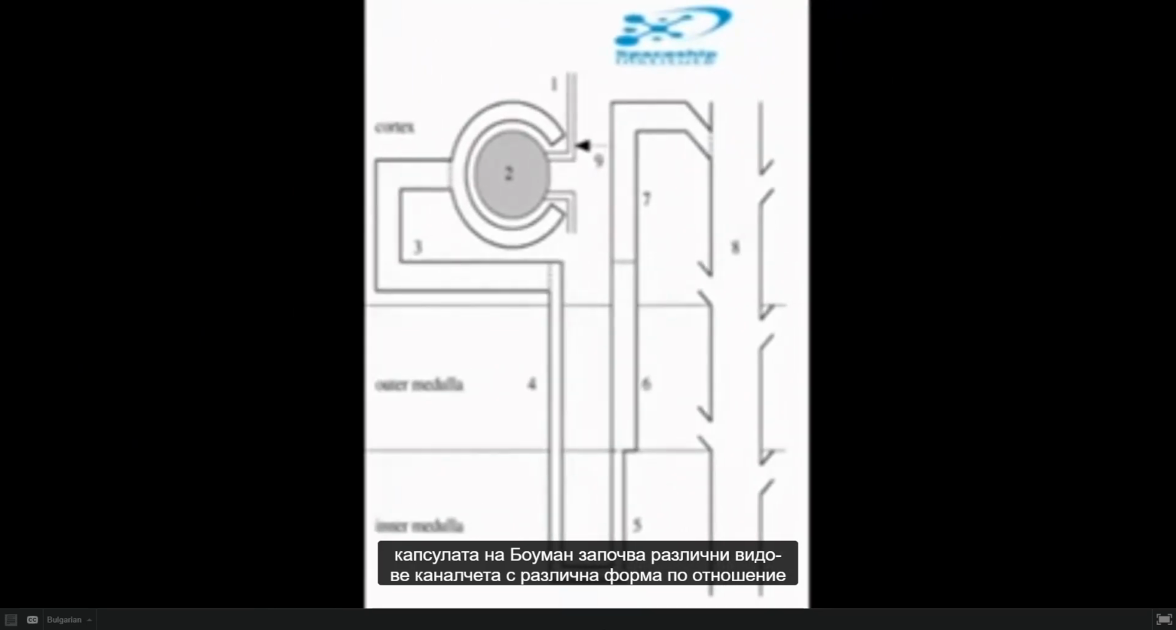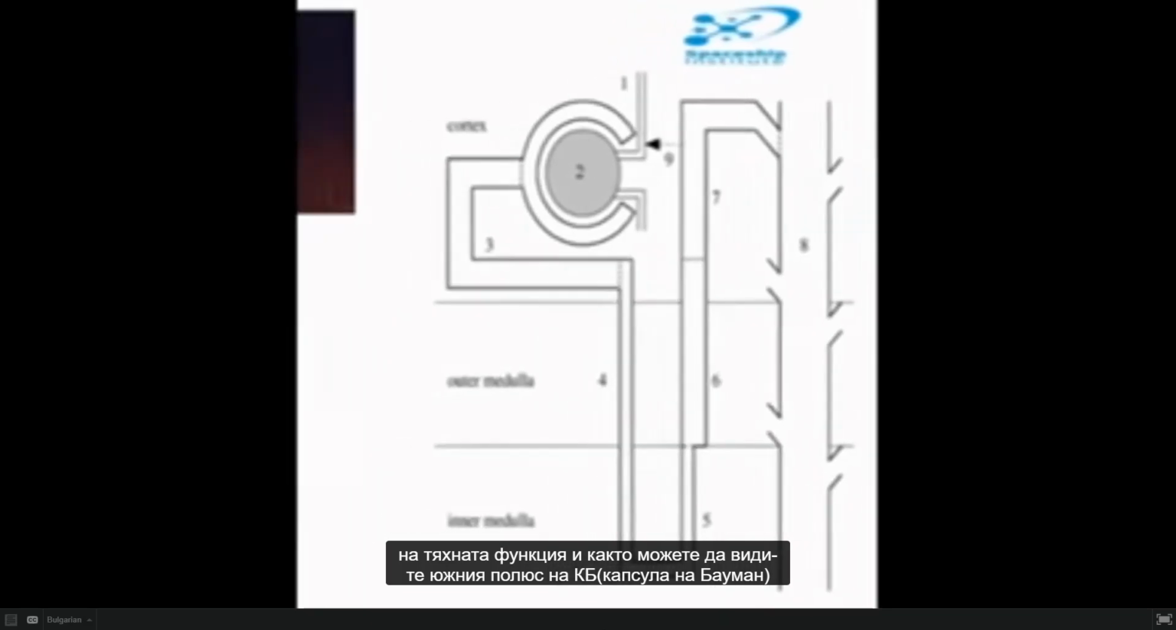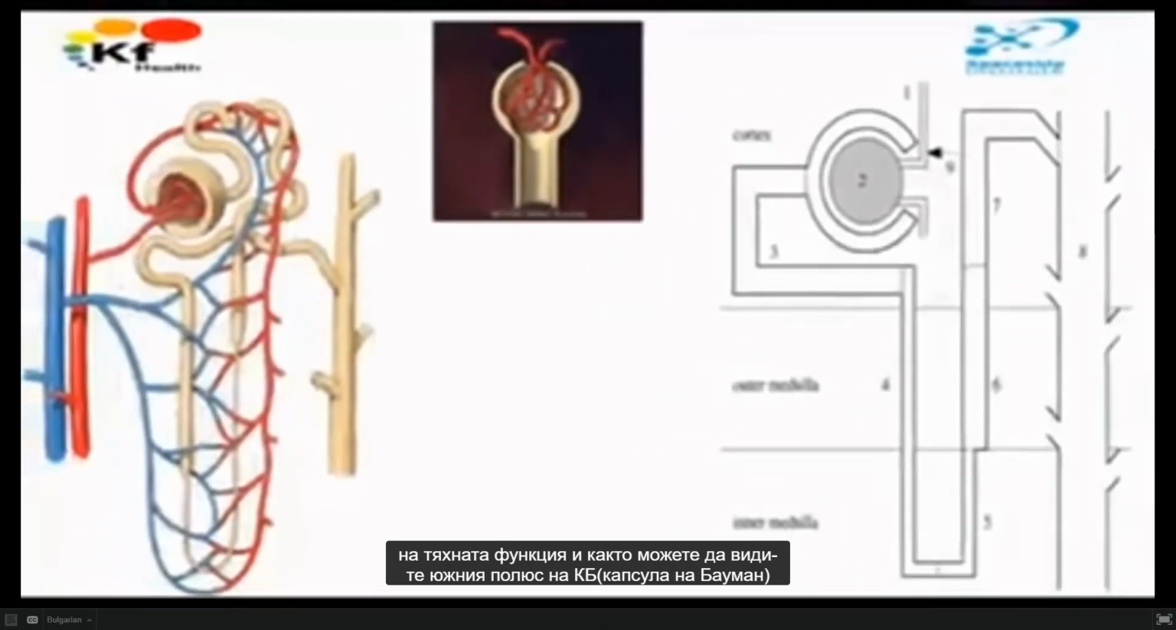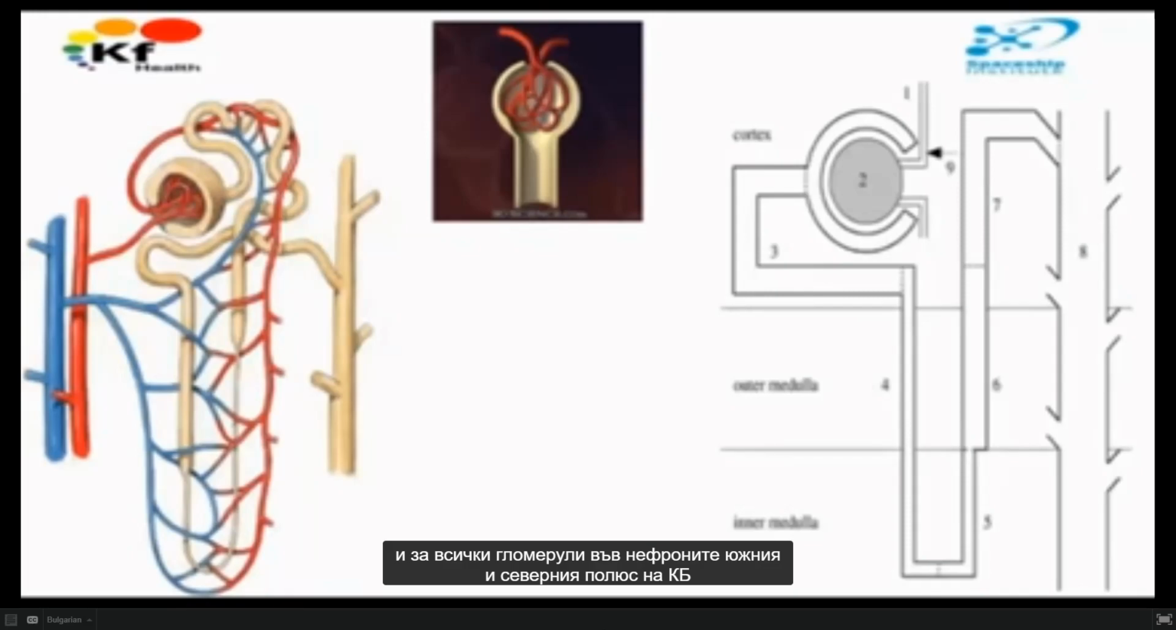After the Bowman capsule, different kinds of tubules start, with different shapes regarding their function. And as you see, the south pole of the Bowman capsule and the north pole of the Bowman capsule face a horizontal line. And for all the glomeruli inside of the nephrons, the Bowman capsule south and north poles are facing a horizontal line. They are not facing up and down.